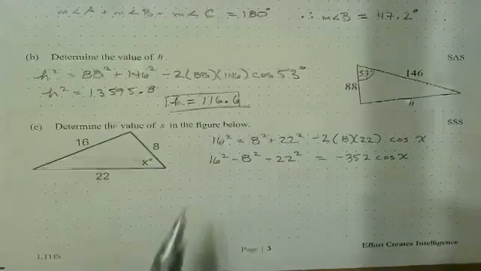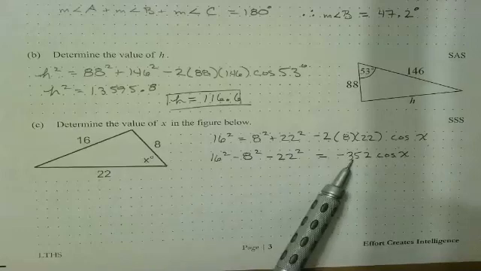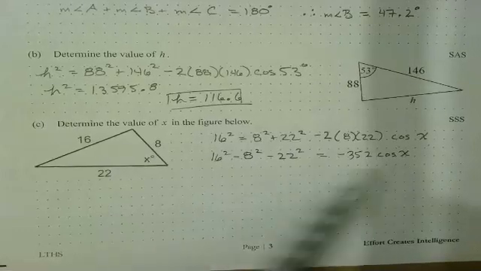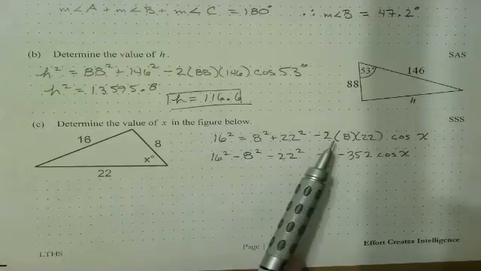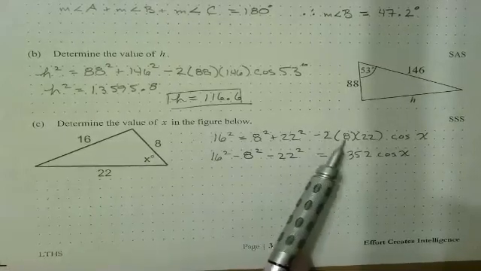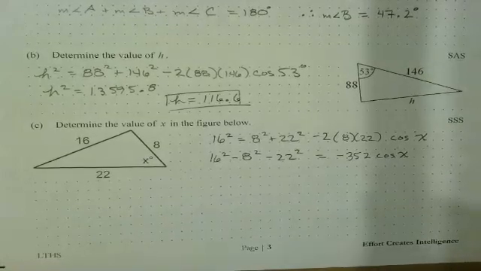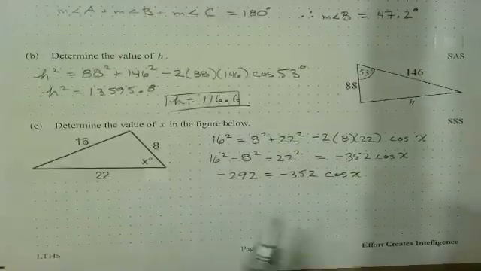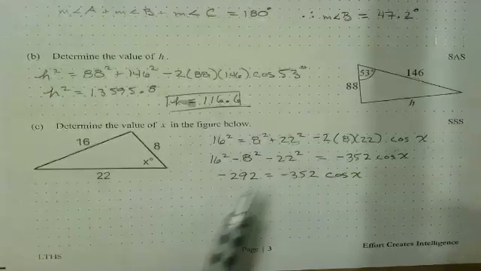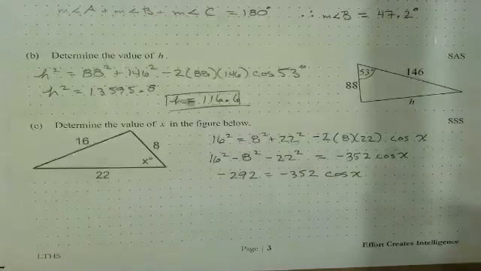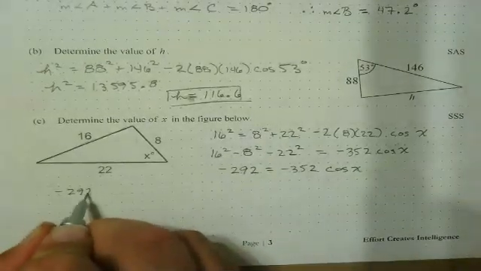So we go ahead and set this up and rearrange just a little bit to get 16 squared minus 8 squared minus 22 squared equals negative 352 cosine x. We subtracted 8 squared and 22 squared from both sides of the equation and went ahead and multiplied negative 2 times 8 times 22. Okay. What would be my next step now? Well, I might as well go ahead and simplify this a bit further, which is negative 292. And the step after that, divide both sides.